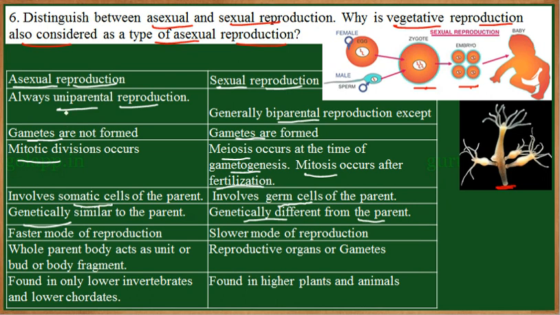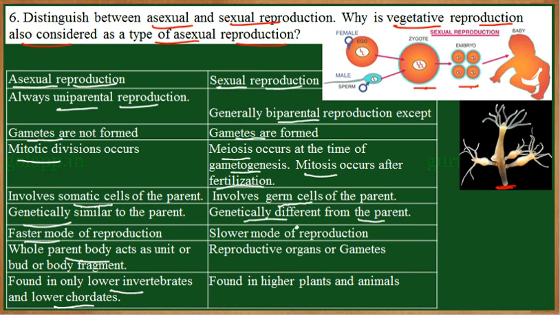Now, in asexual reproduction, this method of reproduction is faster. It requires less time for the formation of a new individual, and a larger number of individuals are formed. So in a short duration, more individuals are obtained. And here the whole parental body acts as a unit for reproduction. This mode of reproduction is found in lower invertebrates and lower chordates, that is, less complex organisms.